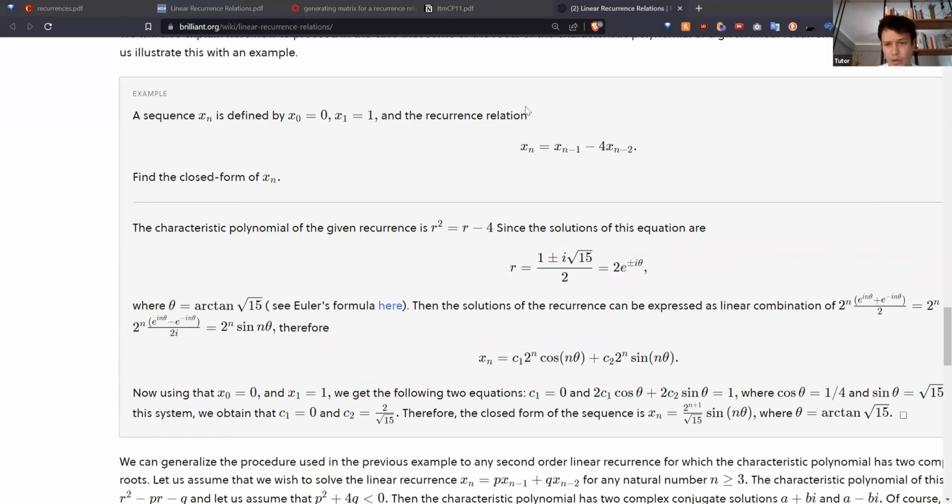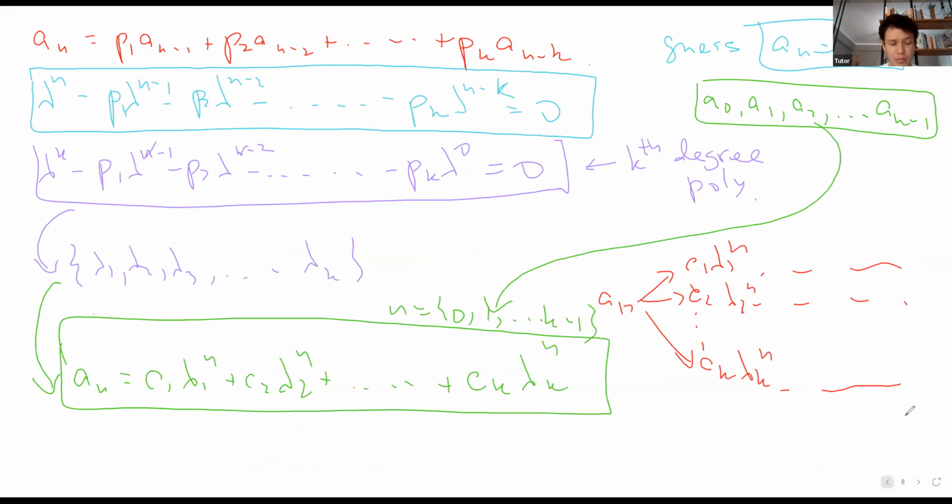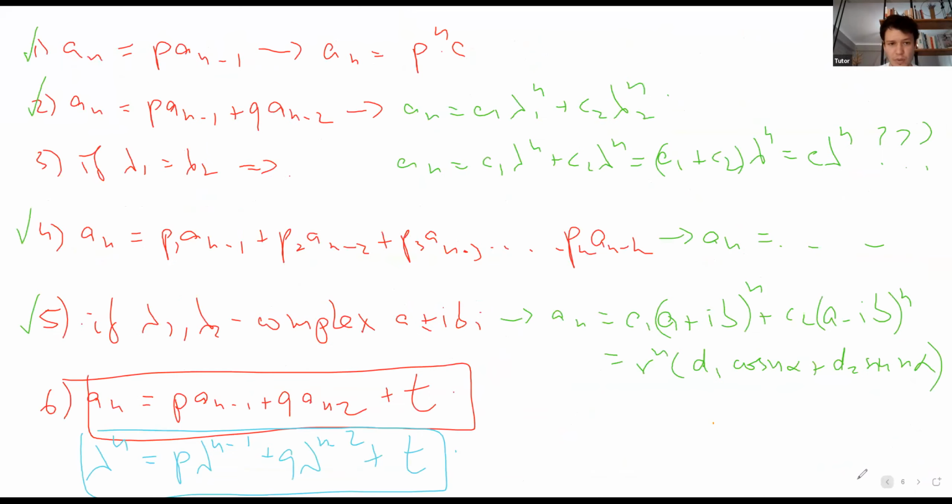Okay, so now if we go back to the whiteboard, I guess we made good progress here. So we discussed complex numbers. There are two more things that we need to discuss in here: what's happening when lambda 1 is equal to lambda 2, and then what is happening when we have this case.